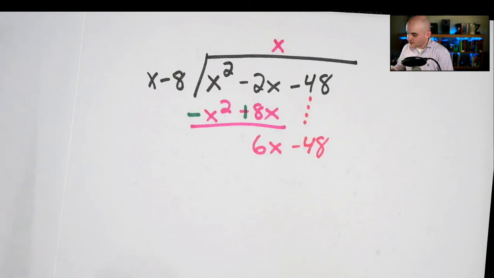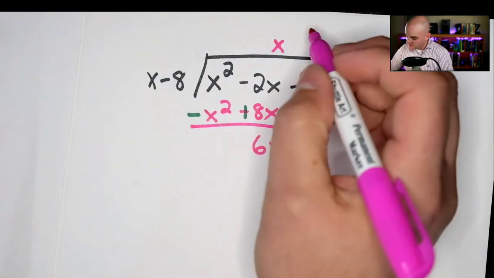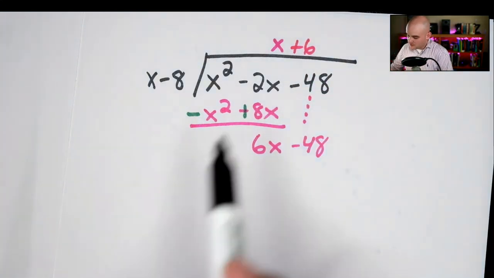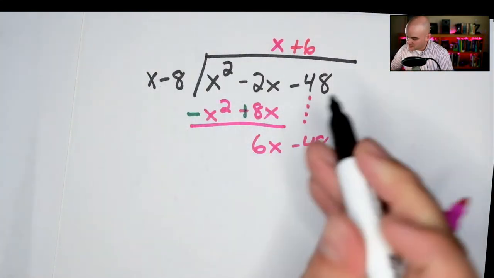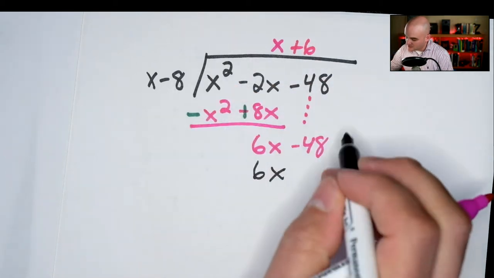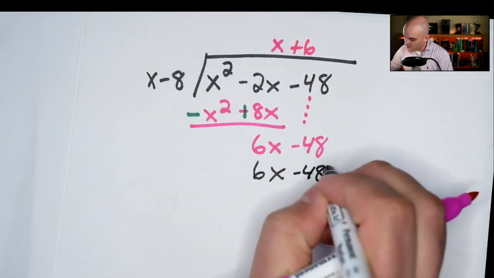And then we're going to say, okay, same process is going to get repeated over again here. How many times will x go into 6x? Well, it goes in 6 times. So I'm going to say that's a positive 6. And now, once again, we're going to multiply. 6 times x gives me 6x, and 6 times negative 8 gives me negative 48.